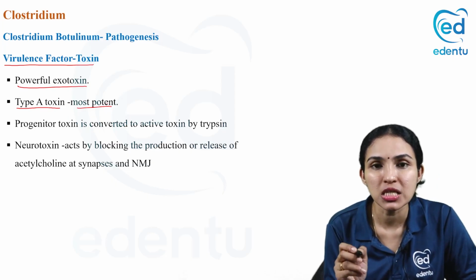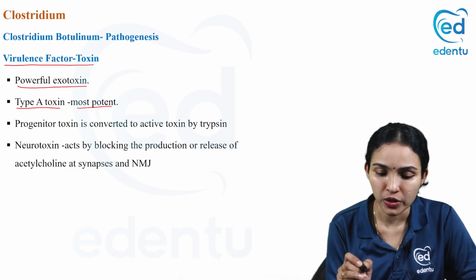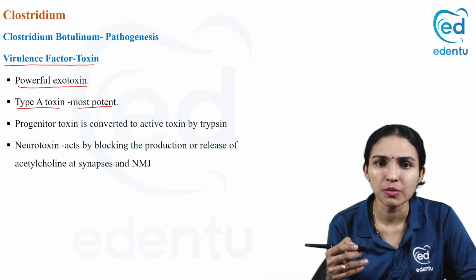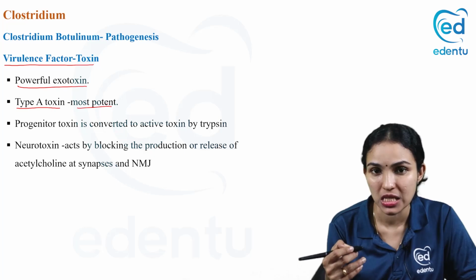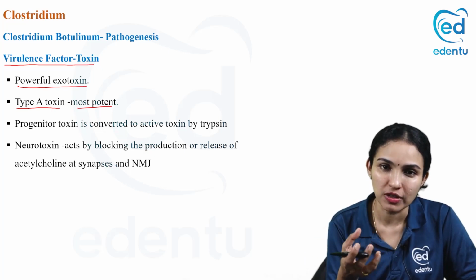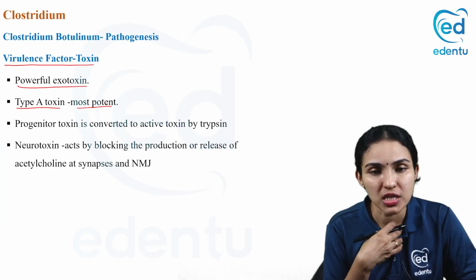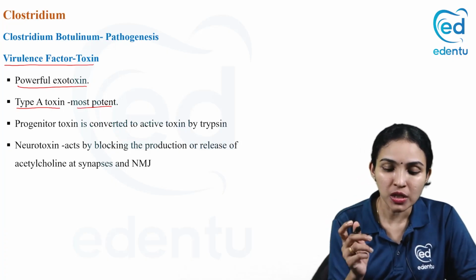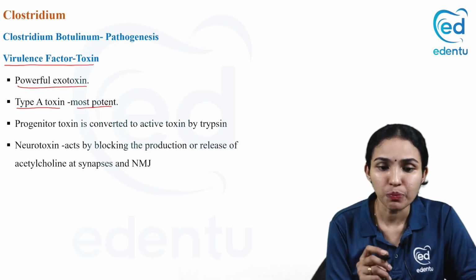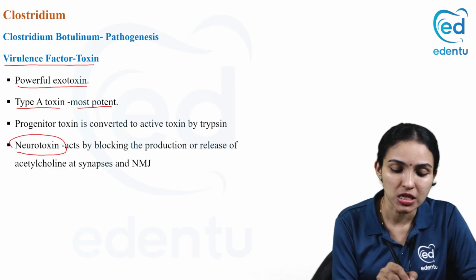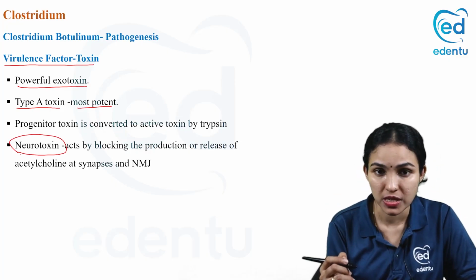This toxin is secreted in a progenitor form, and then converted to active toxin by trypsin and other proteolytic enzymes of the intestine. So in food it will be produced as a progenitor toxin, and when you consume it, our own enzymes make it into an active form. Why is this so potent? Because even coming through food, it's a neurotoxin. It acts on the nervous system.